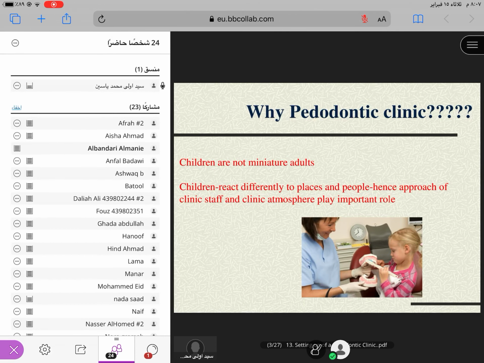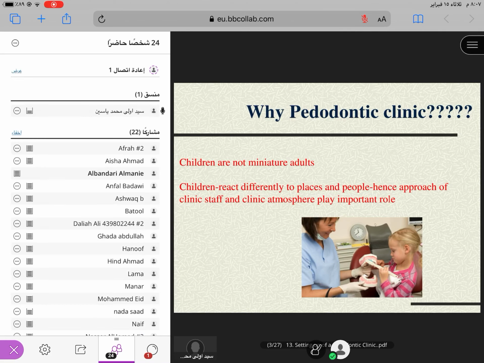Now, why do you need a pedodontic clinic? Why can't you do treatment for a child in a routine dental clinic? Why do you need exclusively a separate pediatric dental setup or a pedodontic clinic? Why do you need this? The reason is because children are not miniature adults. What do you mean by miniature adults? Children are not just like mini adults. The mindset of the child is totally different from that of an adult.